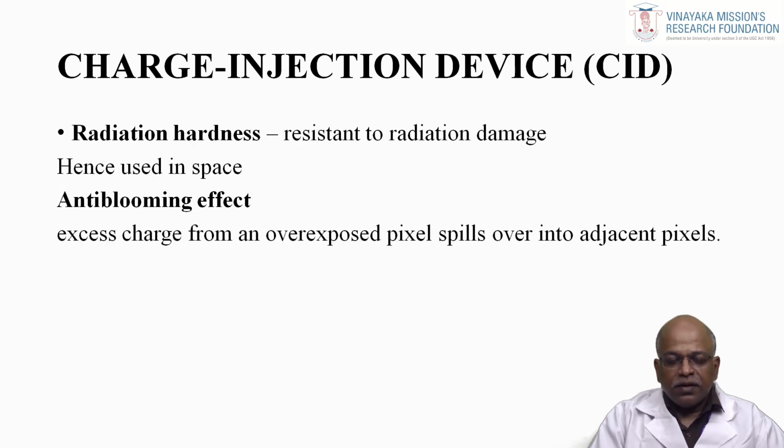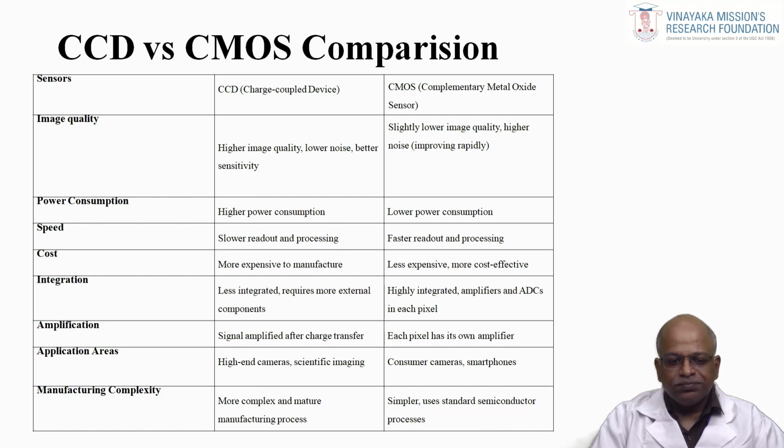Apart from that, radiation hardness is an inherent property of charge injection devices, hence they are used in space. They also have an anti-blooming effect. The excess charge from an overexposed pixel spills over into the adjacent pixels. Comparing the CCD and CMOS sensors, the image quality of CCD is higher whereas it is lower in CMOS. The power consumption of CCD sensors is higher and lower in CMOS. Slower readout in CCD, faster readout in CMOS, more expensive to manufacture in CCD.